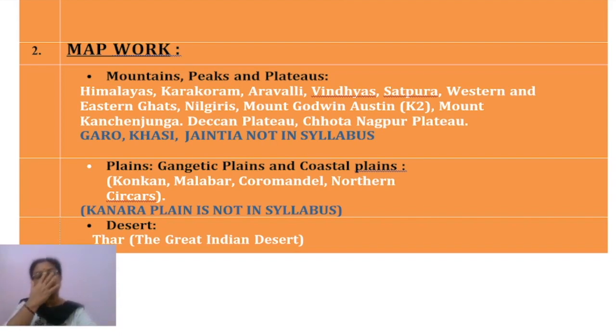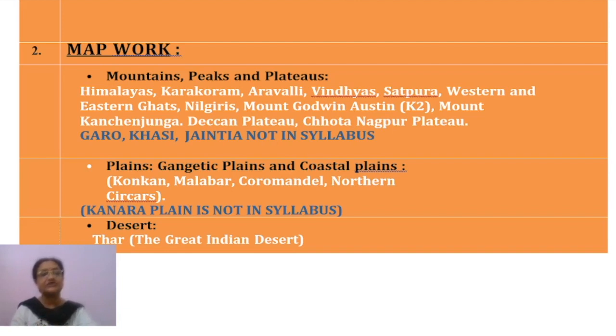Now next is the plains. Under the plains you will find the Gangetic plains, which are there in the syllabus, and under the coastal plains we had the three plains on the western coast: the Konkan, Kanara and Malabar. Out of that only Konkan and Malabar are there. Kanara coastal plain is not there in the syllabus.